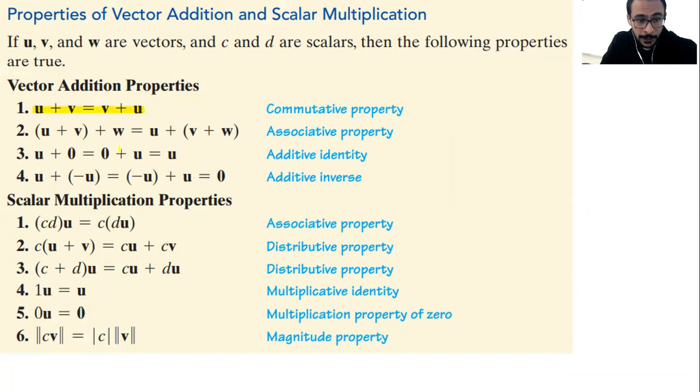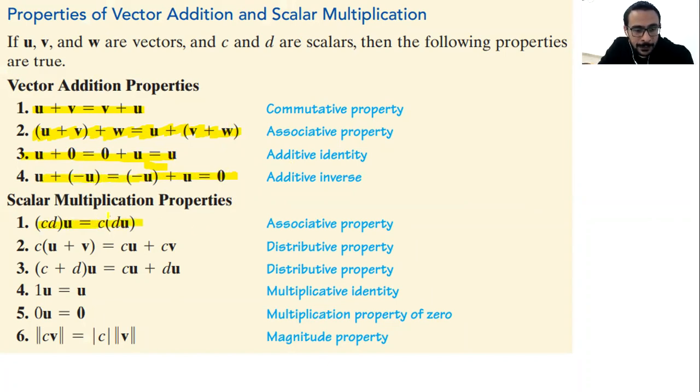In addition only. The associative property of addition: when we have three vectors, u plus v plus w, you can add first u plus v and then add the resultant vector to w, which equals u plus the sum of v and w. That's the grouping property. The additive identity property: adding anything to zero gives the same thing, so u plus 0 equals 0 plus u equals u. And the additive inverse: u plus negative u equals the zero vector.